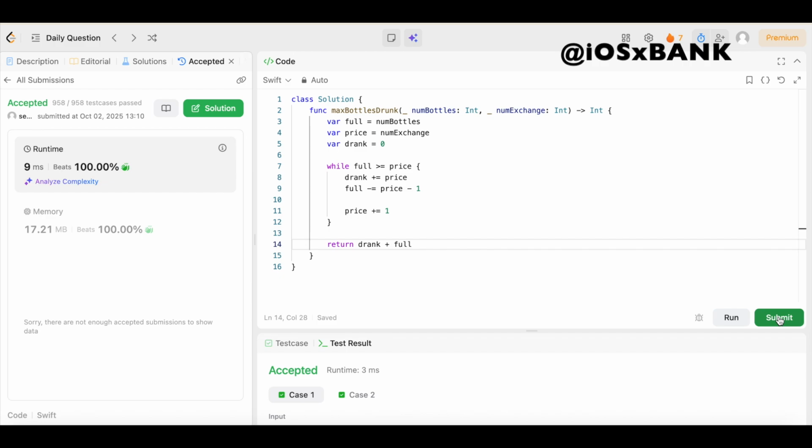9 milliseconds beats 100% of users. That's what I'm talking about. That's what I like to see, y'all.